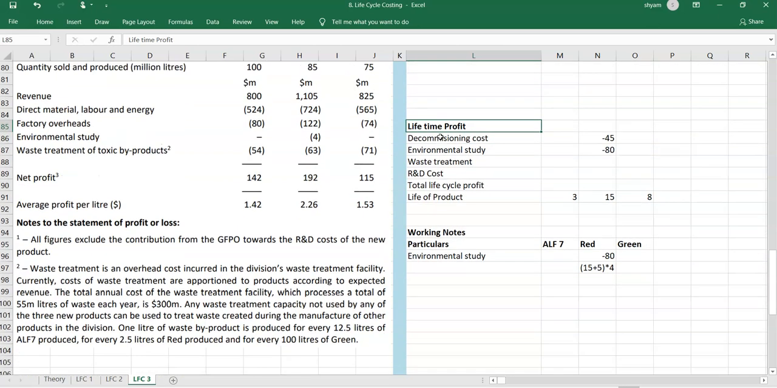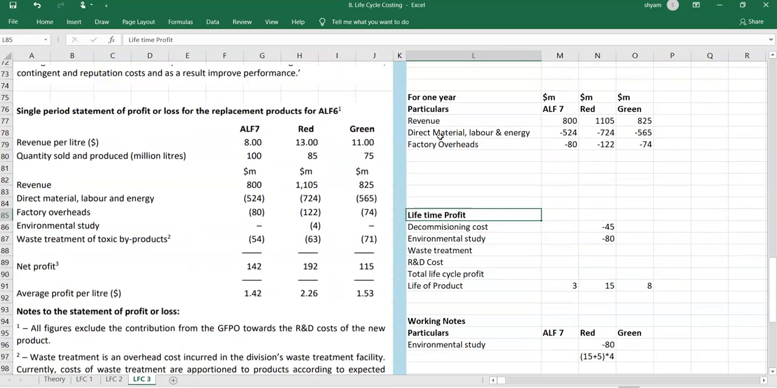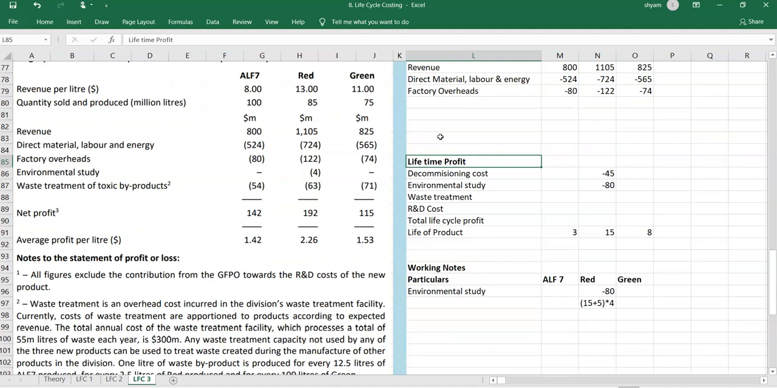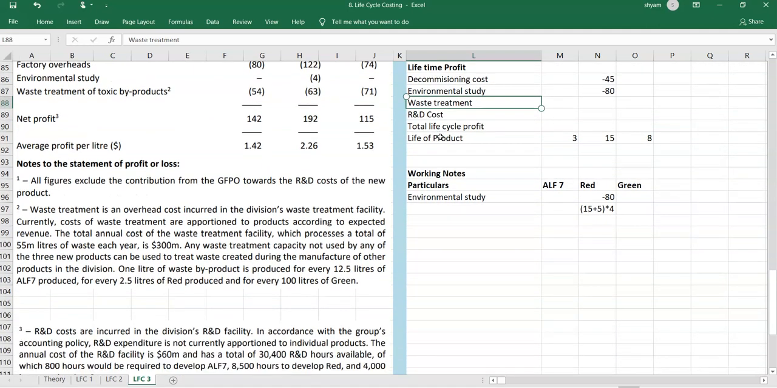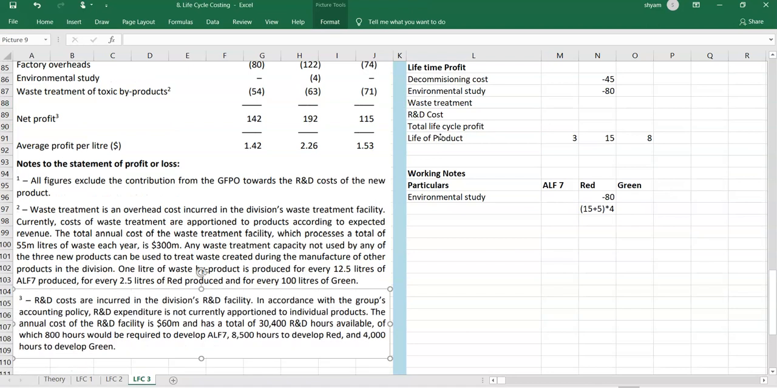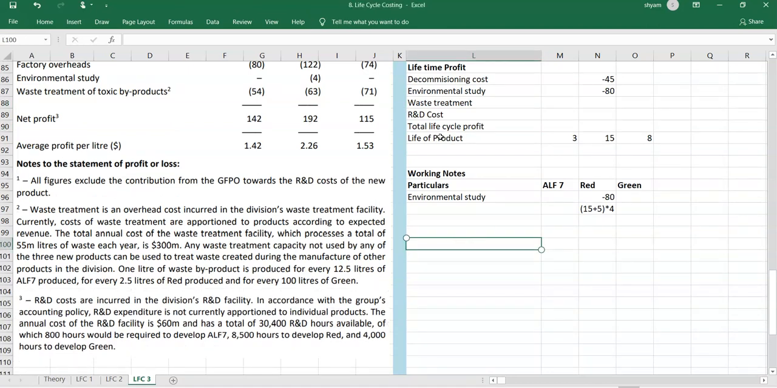So still we have two things. One is waste treatment, and we have R&D cost. Okay, we have two things here. So let's work out these. So let's put a working note and we'll do it. So first we'll do waste treatment.